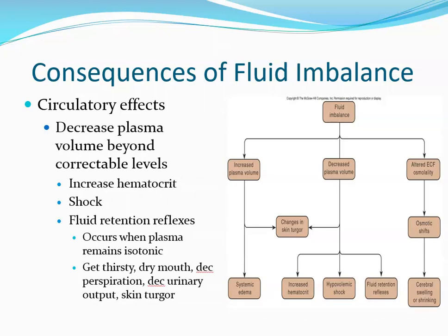Decreased plasma volume beyond correctable levels will result in an increase in hematocrit. So as you lose water, it will appear that the packed cell volume is greater. It can result in shock, and it can set into play fluid retention reflexes. These occur when the plasma remains isotonic. Patients will become thirsty, will exhibit a dry mouth, decreased perspiration, decreased urinary output, and changes in skin turgor.